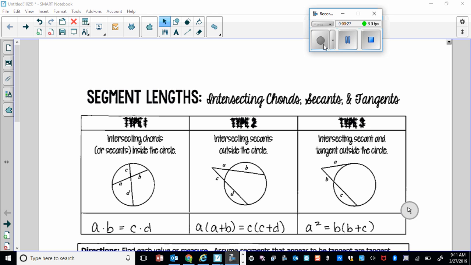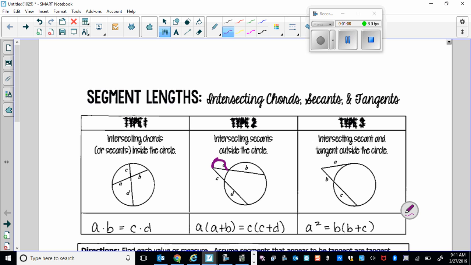So there are 3 types of segment measurements in a circle. One is when we have 2 chords intersecting inside, and they give you the measurement of each piece, but one thing is missing. So the rule is if you have 2 chords, the product of A times B equals C times D. When it is 2 secants, the measurement of the outside times the whole equals the measurement of the outside of the other secant times the whole.